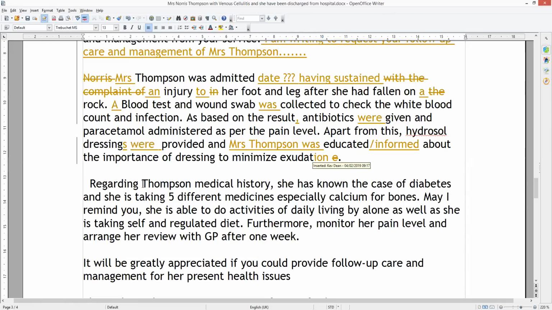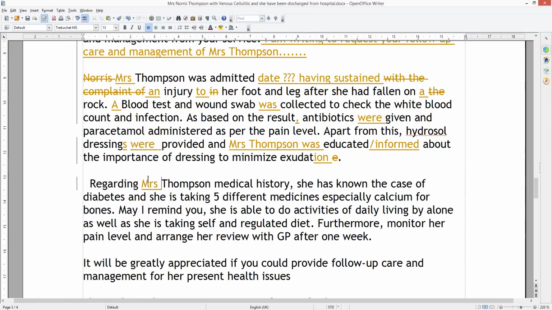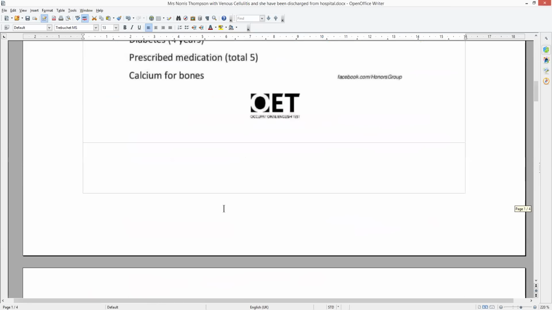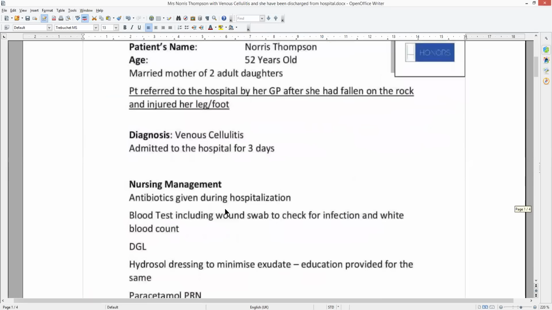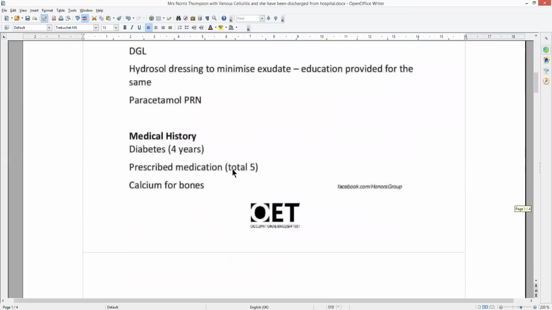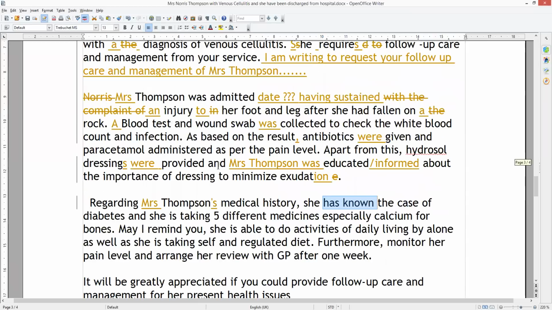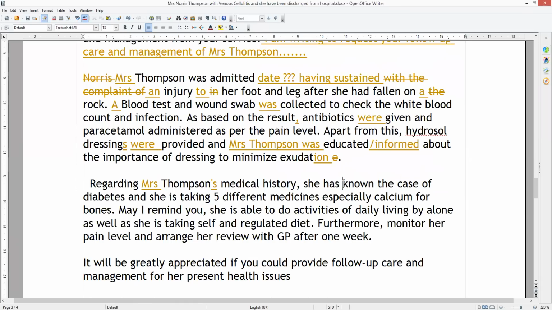Okay. Regarding Mrs. Thompson's, and plural, a possessive, Mrs. Thompson's medical history, she has known the case of diabetes. She has known. Why is that present perfect? She has known what? She has what? Right. Again, it's difficult to know what, let's have a look. So medical history, what does it say about history? Okay, right. So she has had diabetes, presumably. Okay, so we need to change that verb form. So she has had.